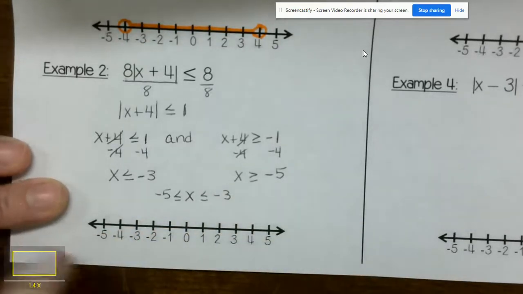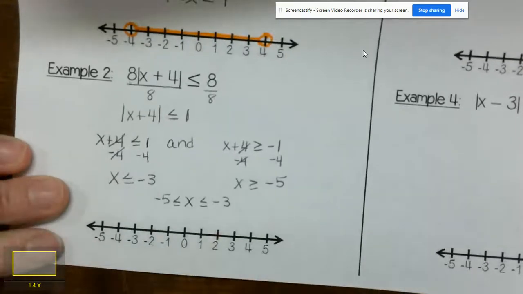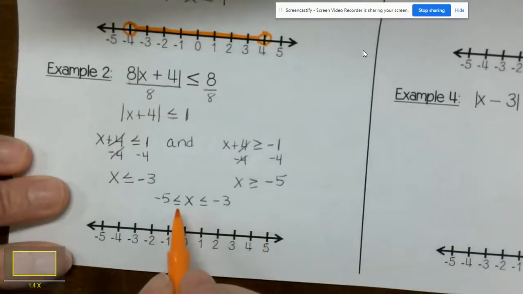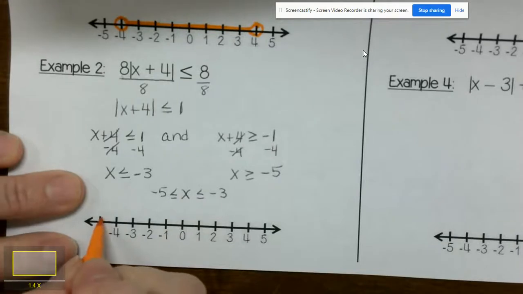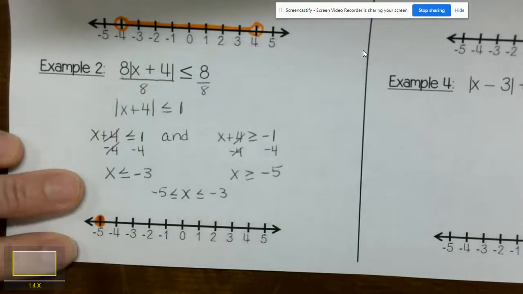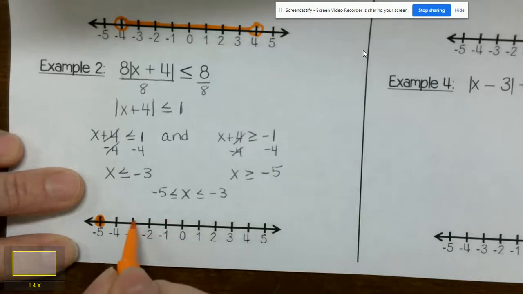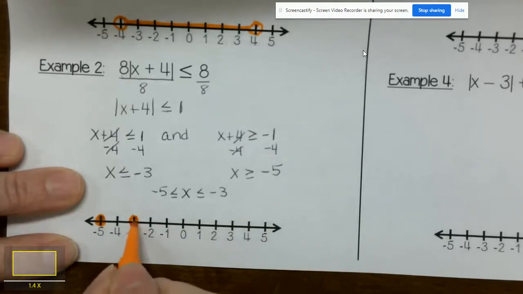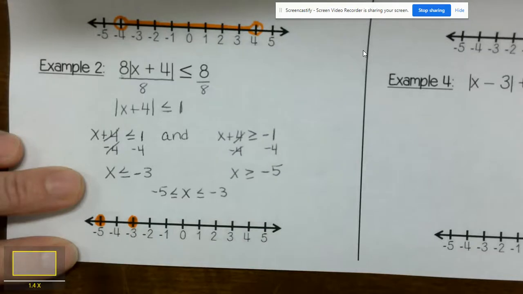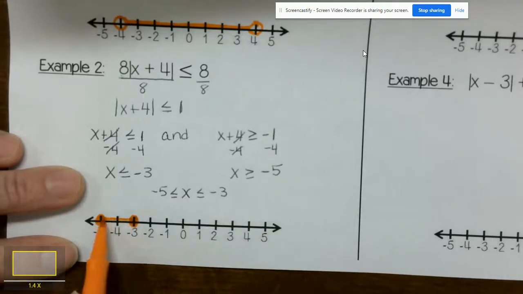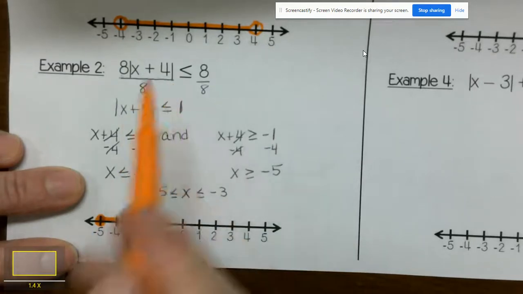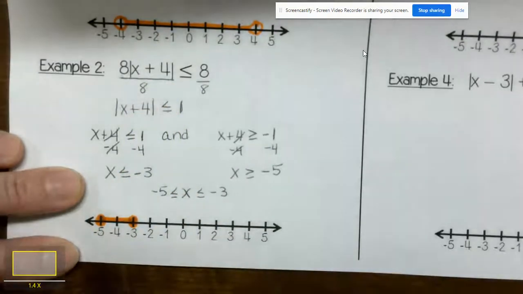This time when we do our graph, since we have an equal to there, we're going to have filled in circles. I'm going to go to negative 5, but this time it's a filled in circle, not an open circle. And I'm going to go to negative 3, and again it's a filled in circle. Again, I'm going to shade what's in between. Any value in between here makes this inequality work.